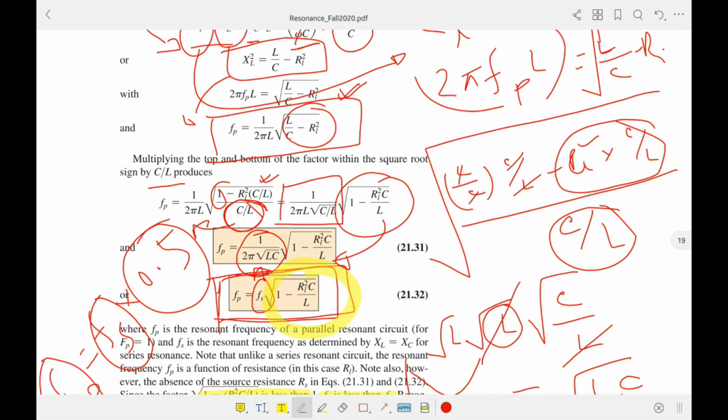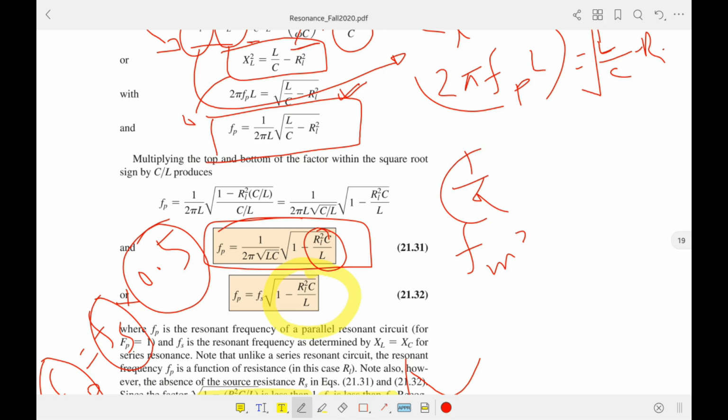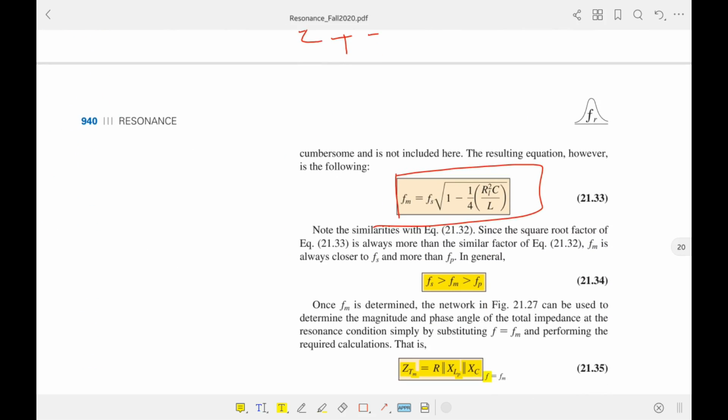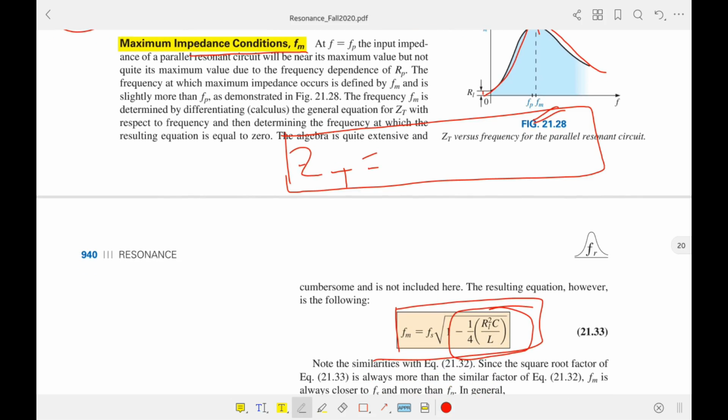And don't be worried about this formula. Let me first clear this wall. This is more like the formula Fp equal to 1 over 2 pi root over LC, times the square root of 1 minus RL square C over L. But in case of Fm, if you notice, here we have 1 over 4. So this is just a single difference. I think you can memorize this. This formula came from the equation of Zt: we get the first derivative of Zt and put it equal to 0, just the maximum value theorem of mathematics. Then we find this sort of equation. You don't need to do that calculation in the exam, so don't worry.